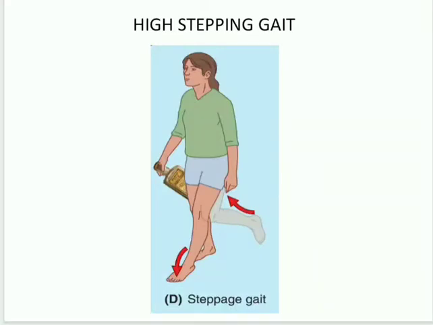Hello physios. Now we will learn about further pathological gaits. In this slide we are showing the high stepping gait. It is also called the foot drop gait.